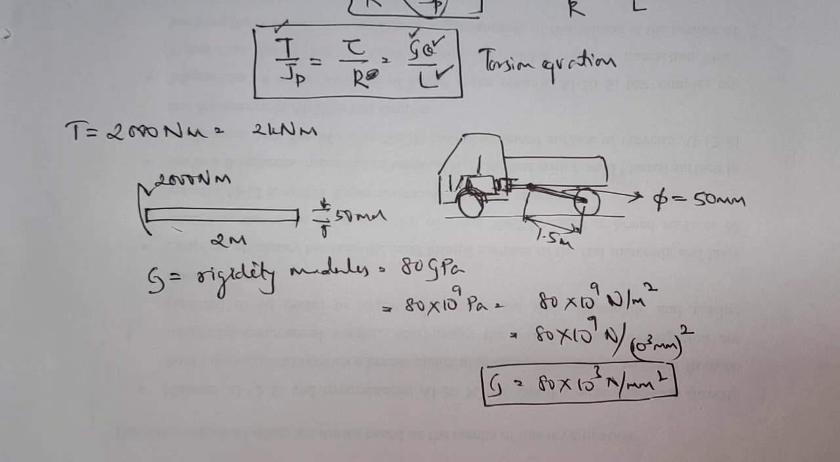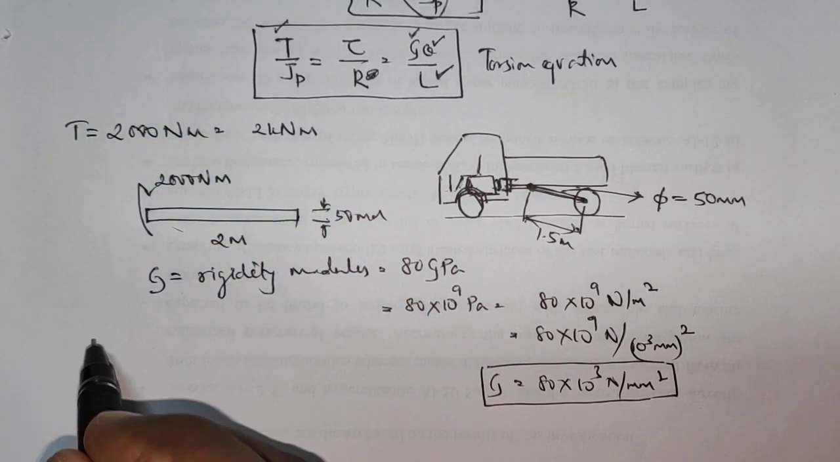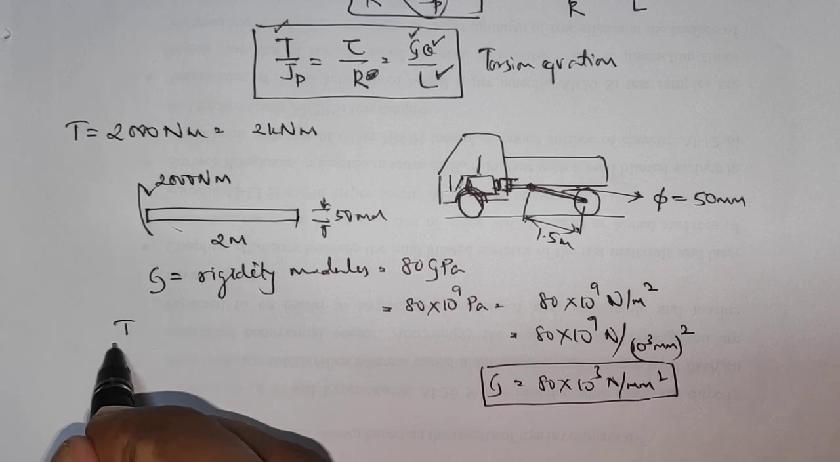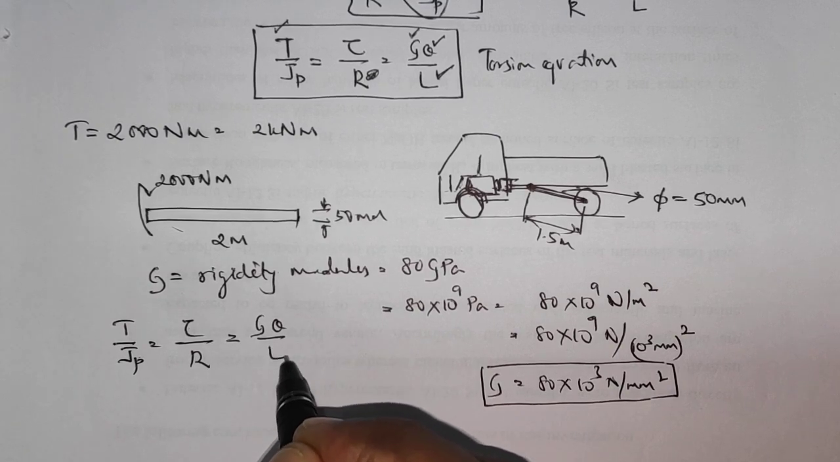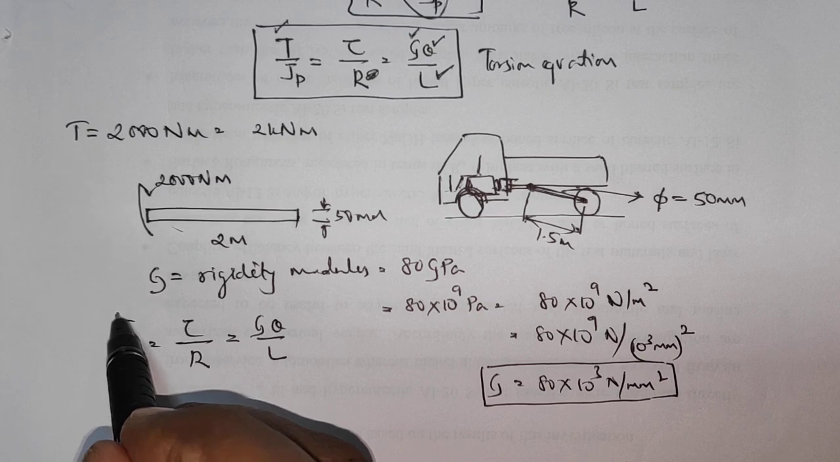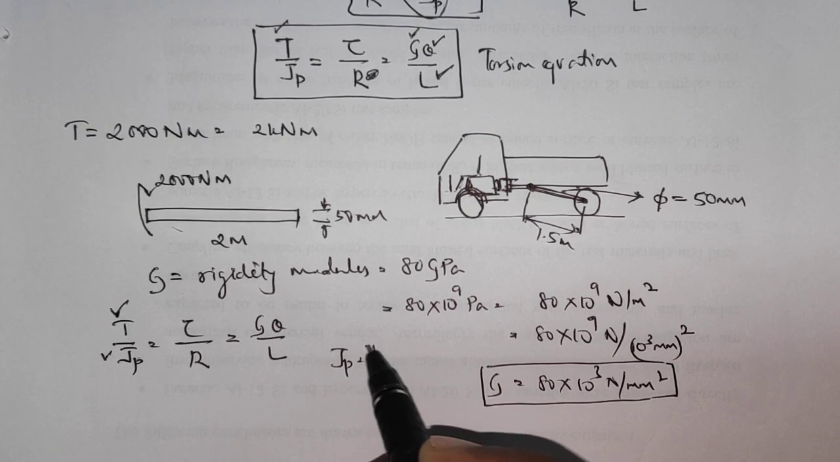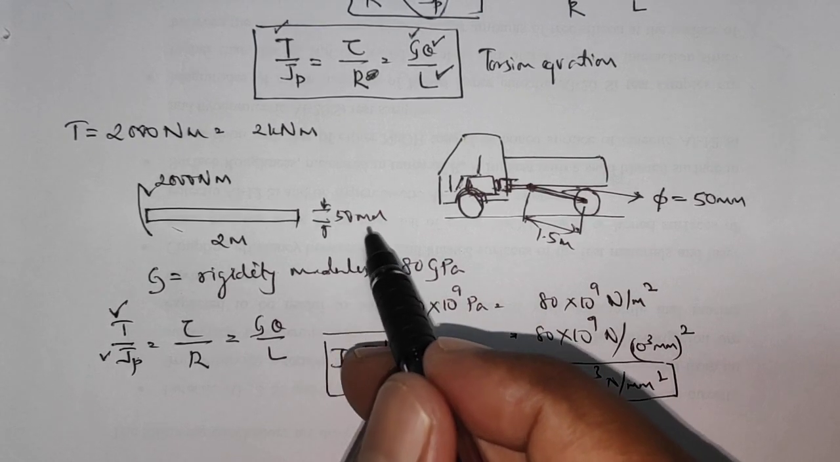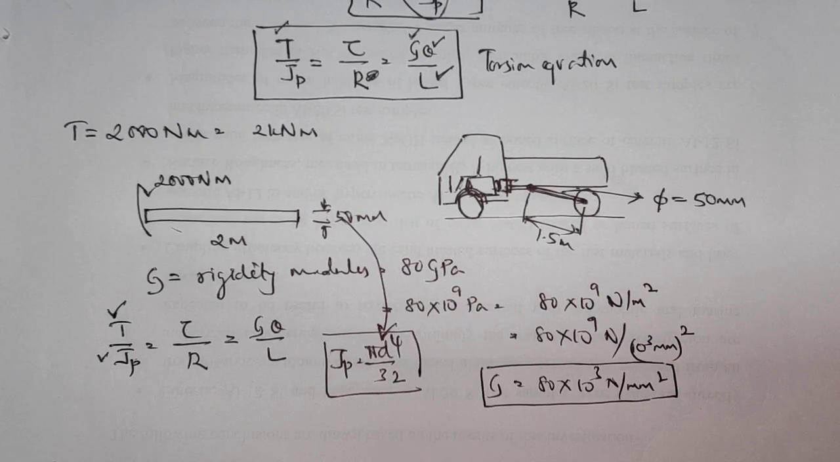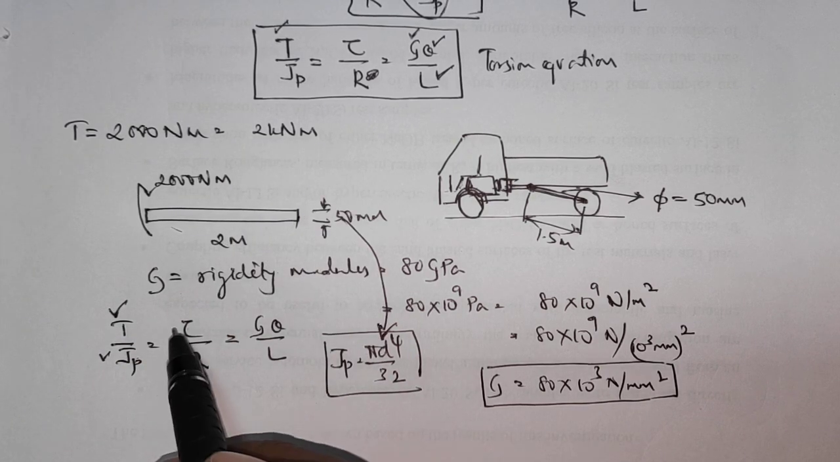So we can find out two things in this problem. Given this value of torque, let us first write down the equation for the torsion. T by Jp is equal to tau by R is equal to G theta by L. In this equation, the torque is given in the problem and Jp is given in terms of diameter. We know that Jp is nothing but pi d to the power of 4 divided by 32 for a circular shaft. So given the diameter, we can find out Jp. T is given in Newton meter, it can be converted to Newton millimeter, and we can find out the shear stress.